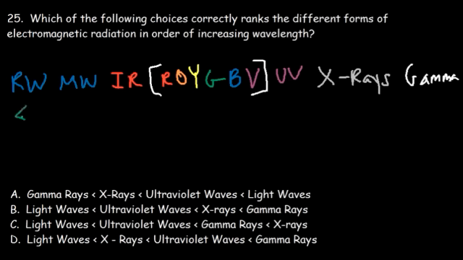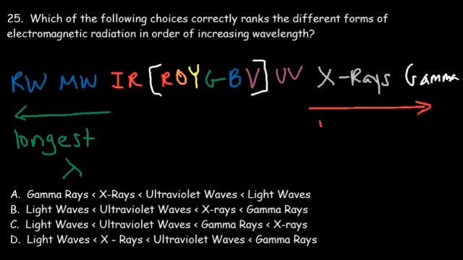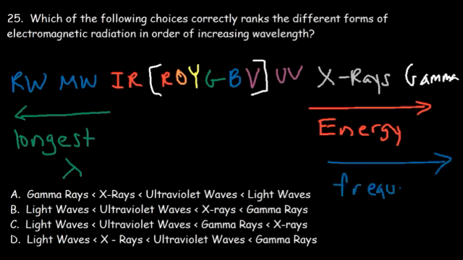To the left, radio waves have the longest wavelength. I'm going to put the lambda symbol for wavelength. And to the right, gamma rays have the most energy, and they also have the highest frequency. So these are some things that you want to know with regard to electromagnetic radiation.